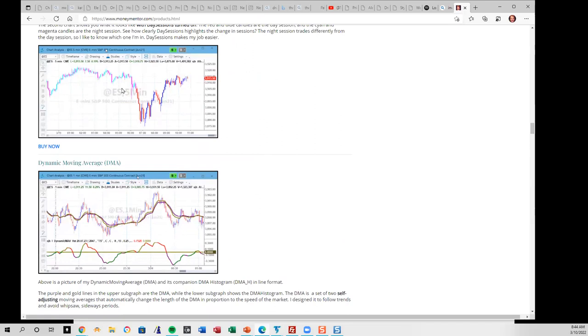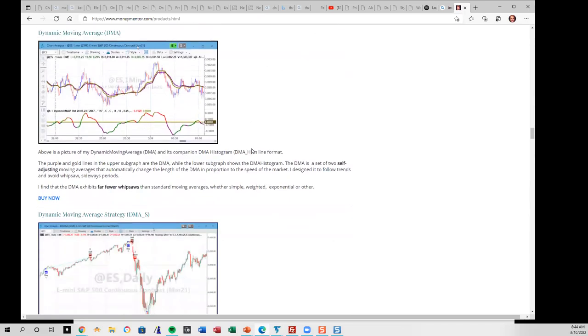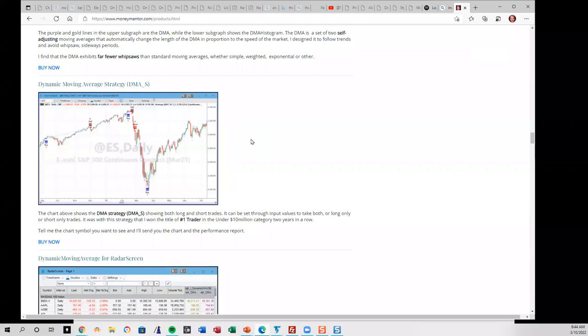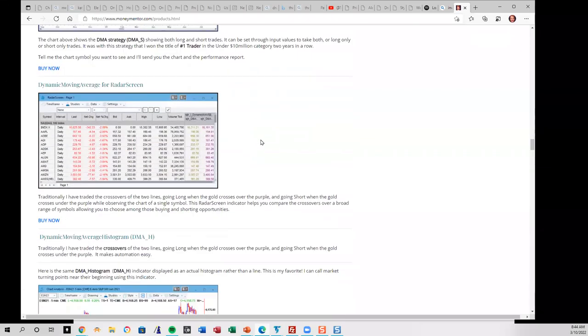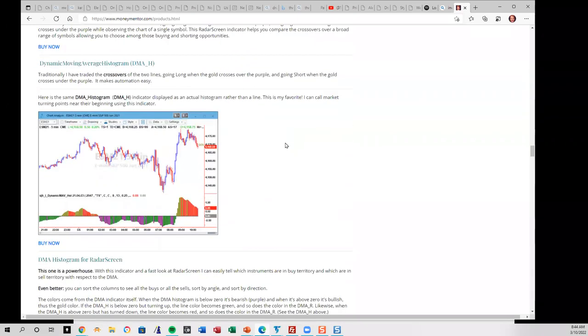Here's the one I showed you with the day sessions. There's my dynamic moving average and the strategy for the dynamic moving average. Here it is for radar screen. You can read the values right in radar screen. This is one that I use on all my charts too.